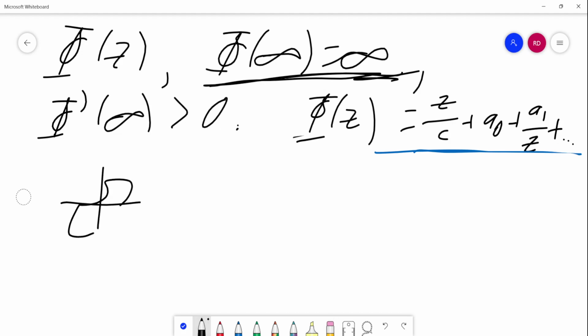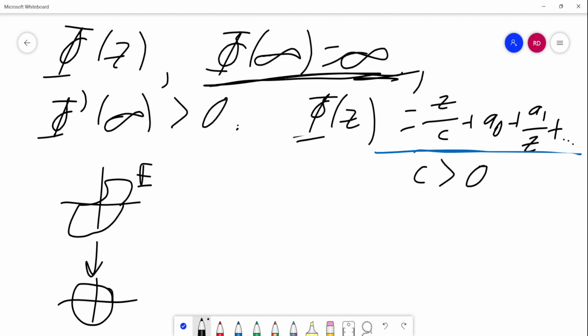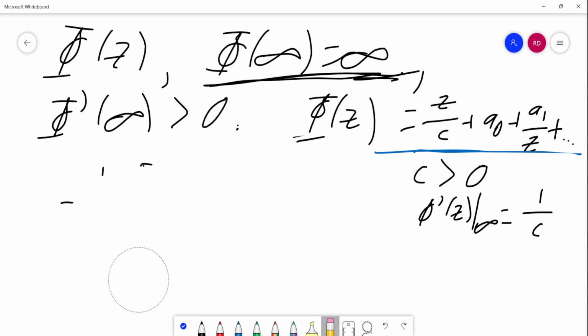So we had some weird set E that will get mapped to a nice clean circle with radius 1 by this function phi. And c will have to be greater than 0 because we said the derivative is greater than 0. Phi prime at infinity is going to just be 1 over c. So since we were told the derivative has to be positive, then c must also be positive.